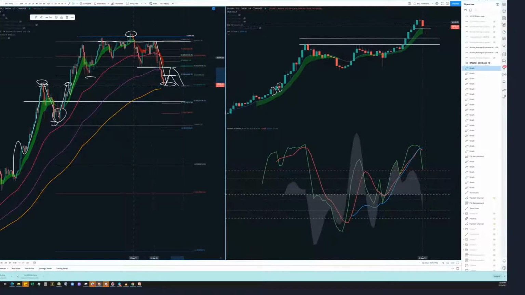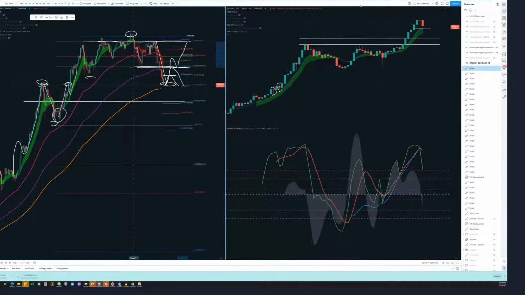So definitely we will have a pullback. Actually, I can't say definitely. We might be in a lucky scenario where we break this level with a really strong rally, and then we find it as support and then continue up. That was the fractal I did the other day.